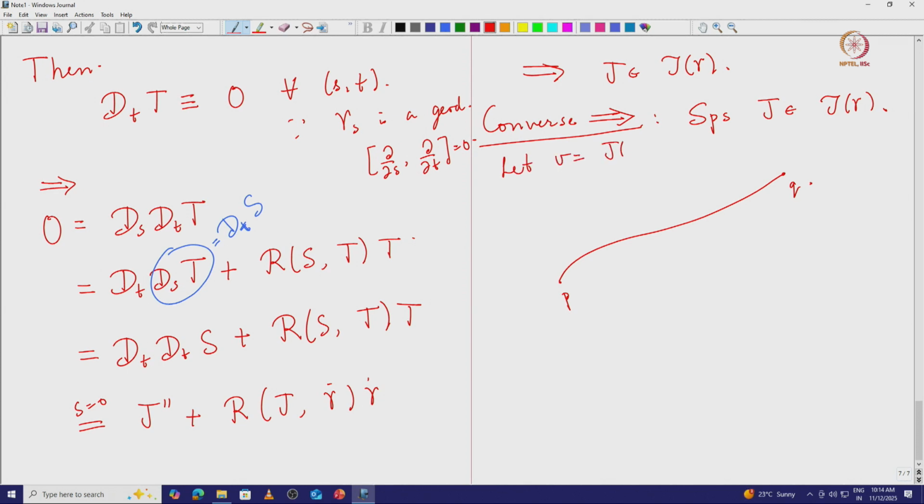Let V be equal to J of 0 and W be equal to J prime at 0. So what we do is the following, we take a little sigma. Let us say this is V, then the idea is that you take a little curve here with that as the velocity vector.